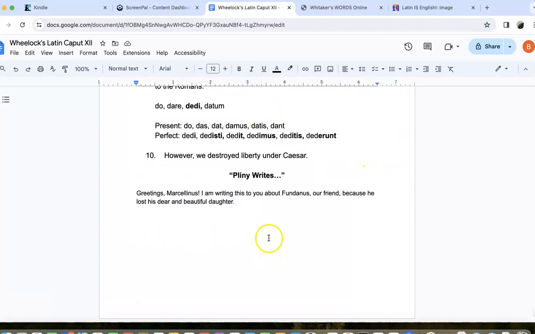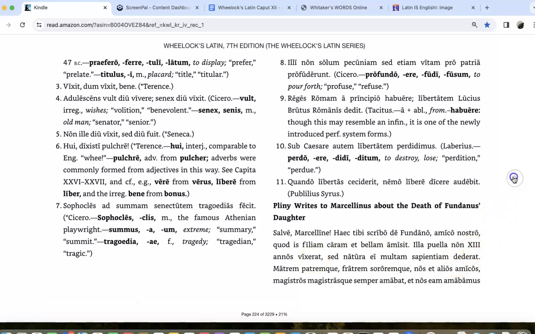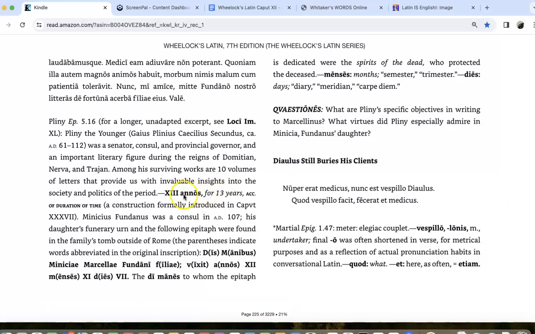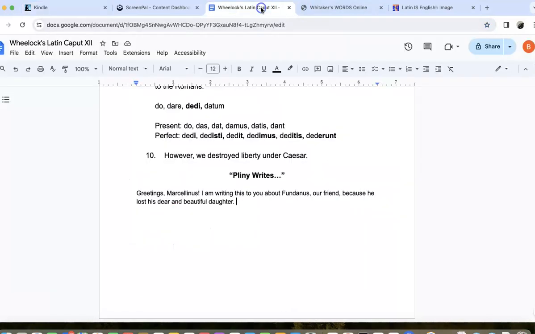Greetings, Maxilenius. I'm writing this to you about Fundanus, our friend, because he lost his dear and beautiful daughter. She had not lived 13 years. Now they give us a note here in terms of how to read that. So in other words, that she had not lived 13 years. So let's go ahead and put that in there. So she had not lived 13 years.